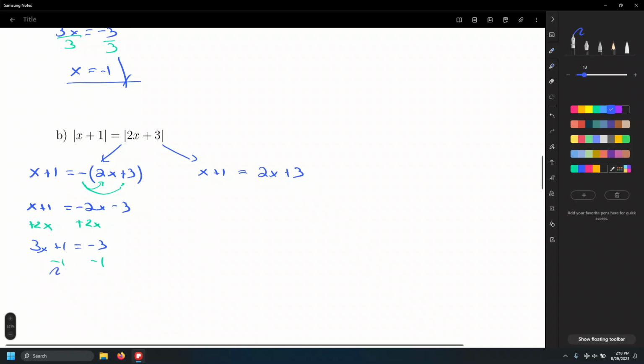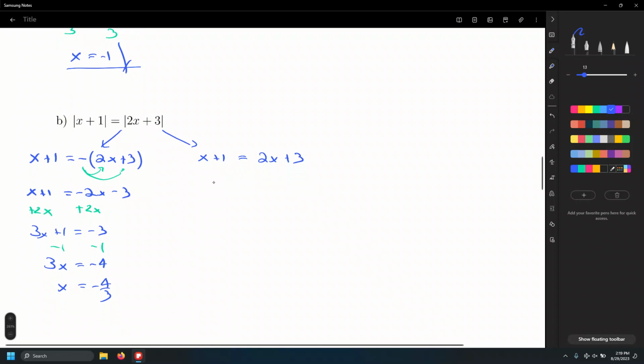That's going to leave us with 3x equals negative 4, and dividing both sides by 3, that's negative 4 thirds, which is what most of you got for this one, right? All right, let's look at the second equation.